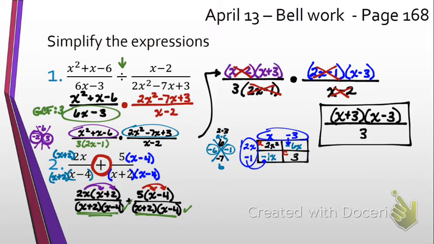Since I have the same denominator, can I write this as just a single fraction now? Yes. And I'm adding these pieces together so I don't have to worry about distributing a negative. All right, so I'm going to have 2x squared plus 4x, and then I'm distributing a positive 5, so plus 5x minus 20, all over my common denominator of x plus 2, x minus 4.